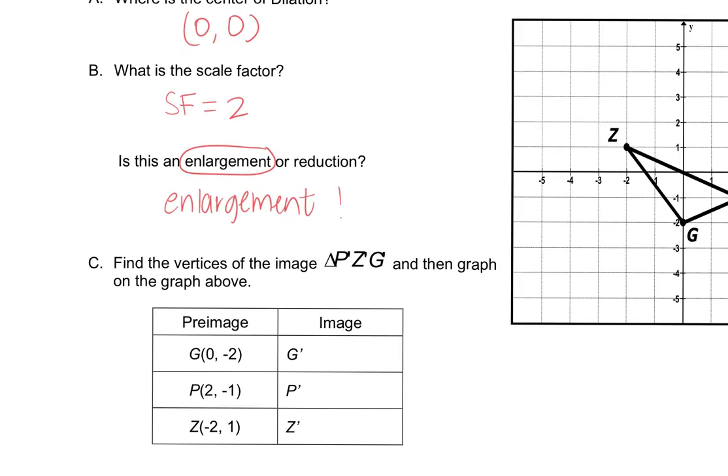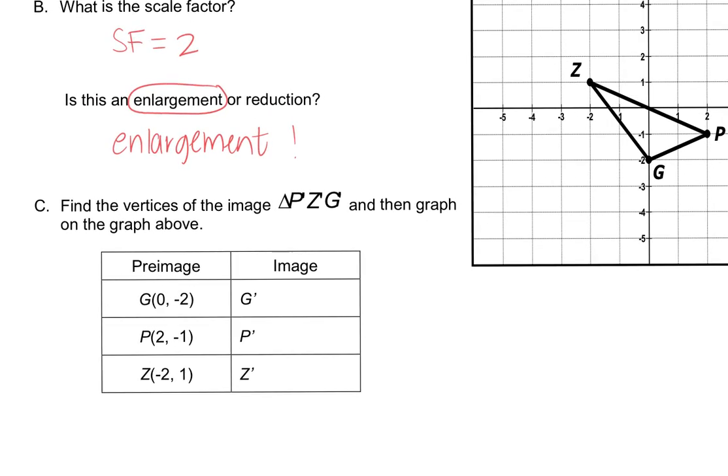Okay, let's do part C. It says find the vertices of the image, triangle P prime, Z prime, G prime, and then graph them on the graph above. Okay, so they're giving us the original G, the original P, and the original Z. They're all given to us. This is all the old points. We need to get the new points, the image points. So we're trying to get G prime, P prime, Z prime, so we can graph it in our graph.